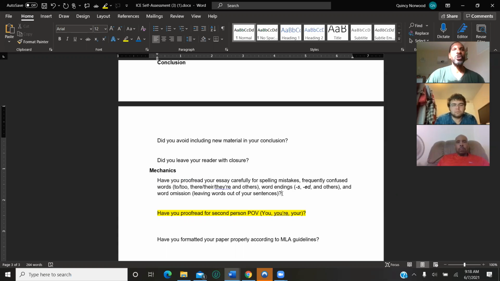Ooh, yeah, frequently confused words. Man, I saw this one a lot in this batch of essays. 2 and 2. Okay, then there's another one, but I don't see that one confused that much.